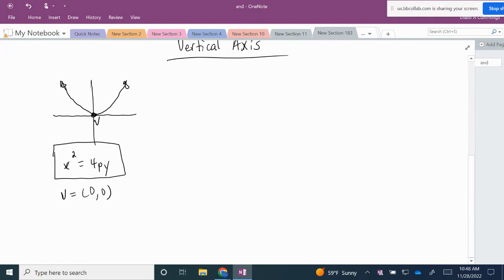Now there's two sets of formulas that we're going to deal with. We're going to deal with conics that are centered at the origin, right, which is what we have here. And then we're going to look at conics that are not centered at the origin, and there's an entirely different set of formulas for those conics. But here we're going to look at the most basic forms, right?